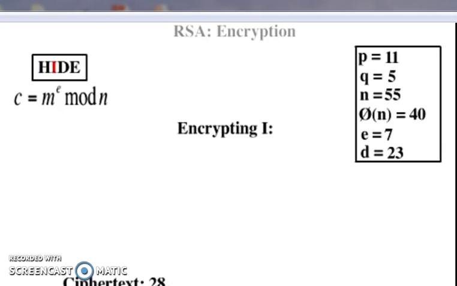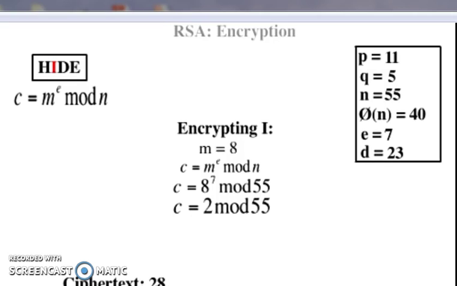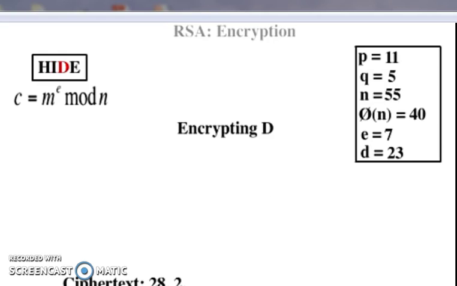Encrypting I. The numerical representation for I is 8. C equals m to the power of e modulo n. M equals 8, E equals 7, N equals 55. So C equals 8 to the power of 7 modulo 55. C equals 2 modulo 55. This is our second ciphertext, 2.